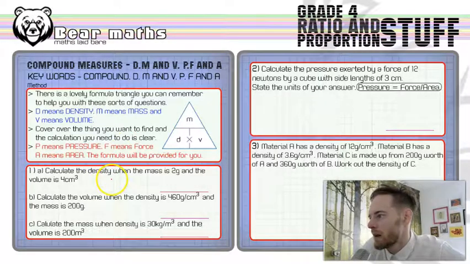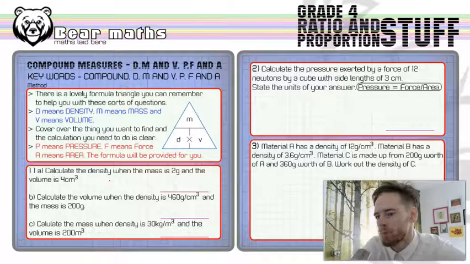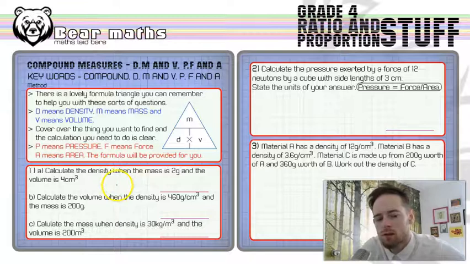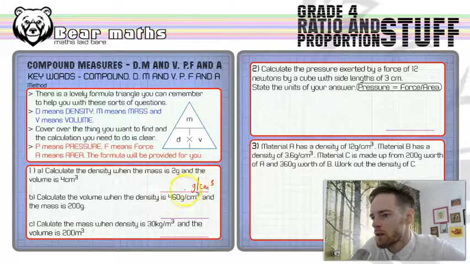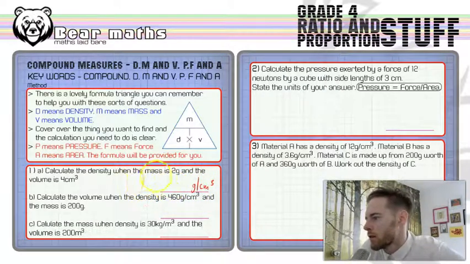Right, number one, A asks us to calculate the density when the mass is 2 grams and the volume is 4 centimeters cubed. Don't get thrown off by these units. Don't worry about them. They're just the units of the answer. So the density is going to be a combination of grams and centimeters cubed. That's just going to be grams per centimeter cubed, just like speed, distance and time is distance divided by time. This is grams divided by centimeters cubed. So you just have to do the mass, which is 2, divided by 4, which is a half, isn't it? So let's do the calculation.